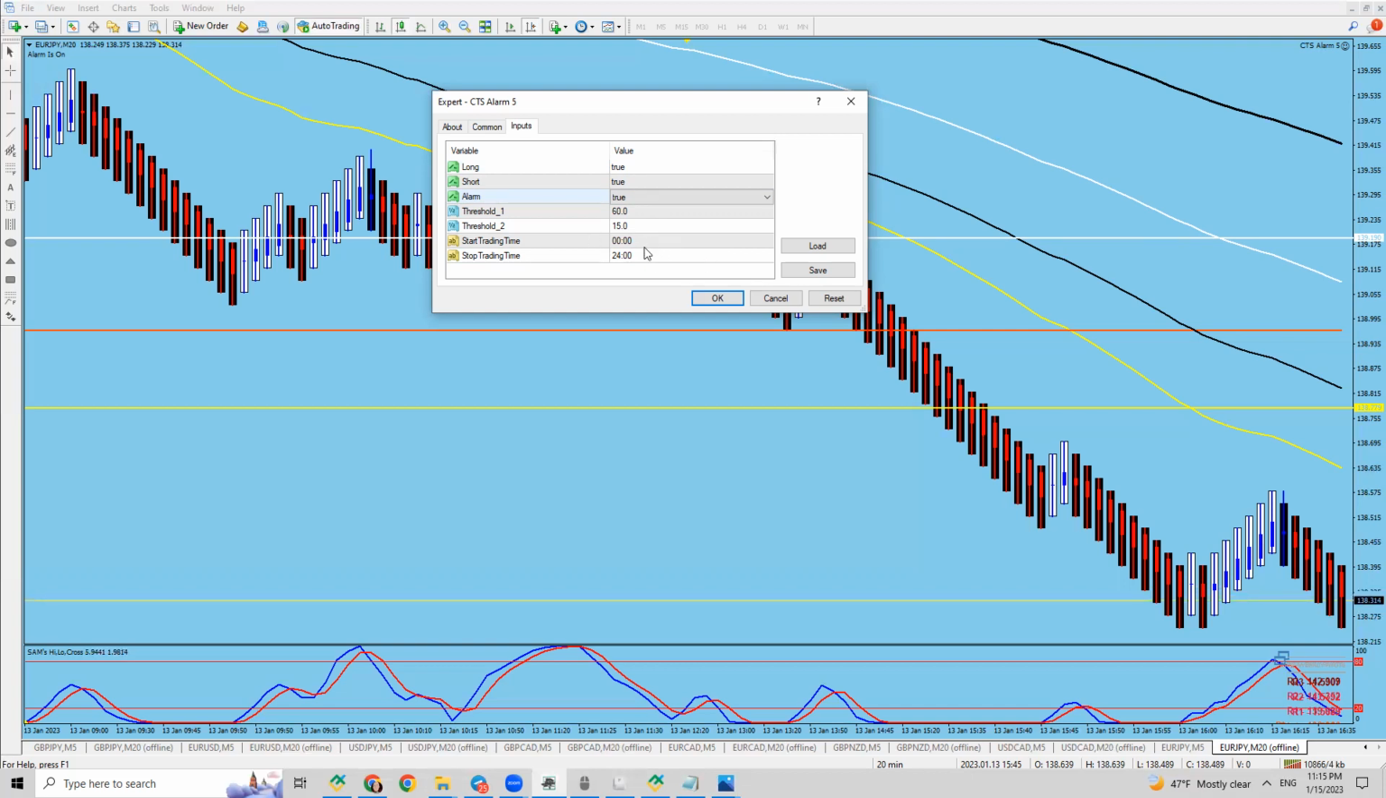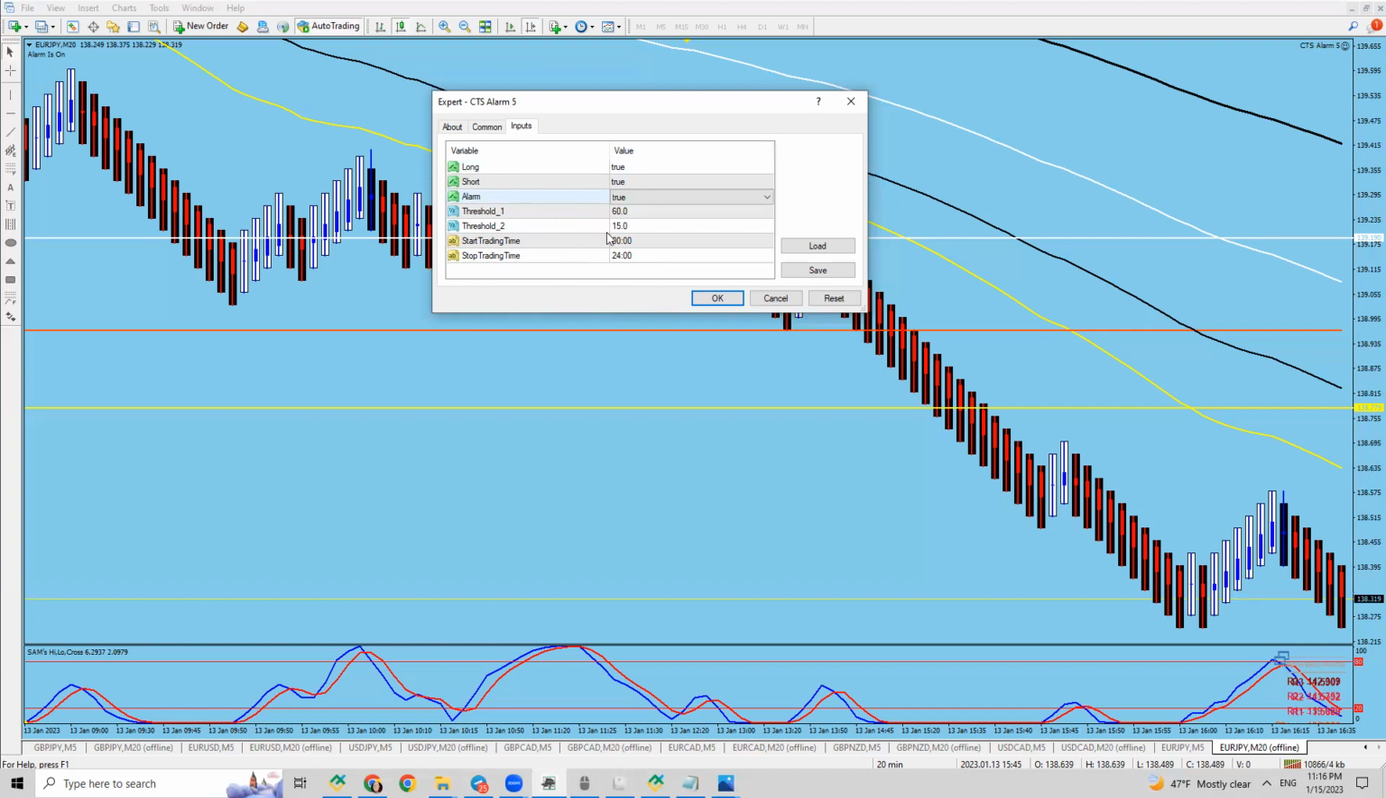In my alarm, I use 3 to 11. What does that mean? 3 a.m. to 11 a.m., that's the London session, right? London starts at 3 a.m. Eastern time and closes at 11. After that, I do not make the entry. So I set up this starting time 3, ending 11, and you can select that.